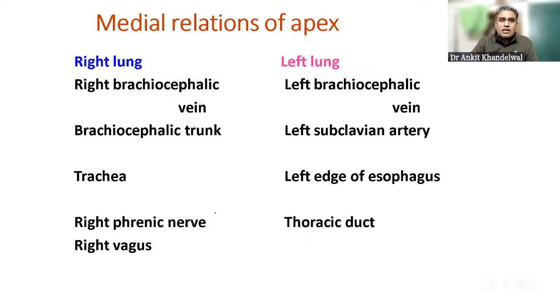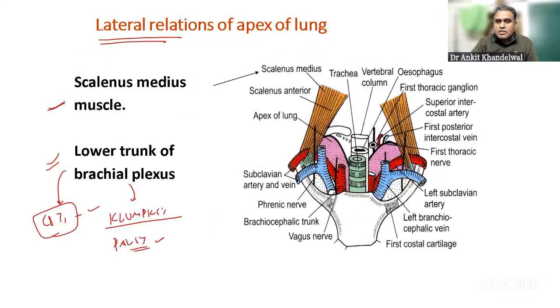Okay, let's move forward. Now, the medial relations of the apex. What are the medial relations? Think about it. This all will come as medial relations. So instead of cramming, guys, I simply urge you to look at the diagram. This is all the medial relations of the apex of the lung. Here we can see the trachea, the esophagus, nerves going over here, and the thoracic duct. They will all come as medial relations.